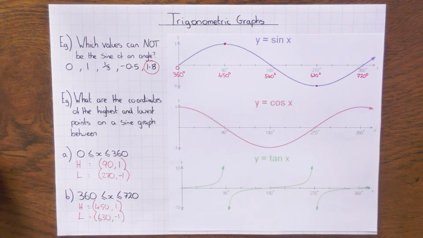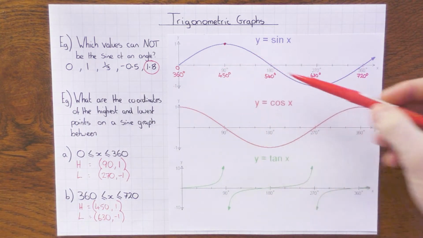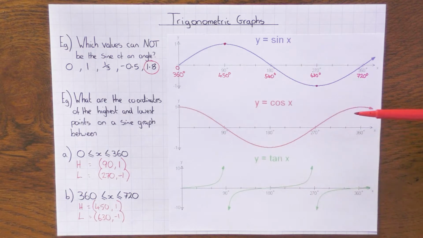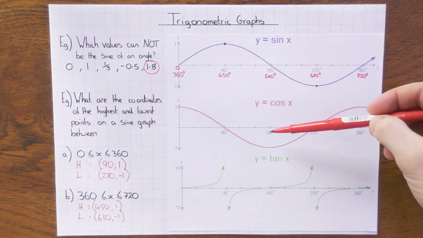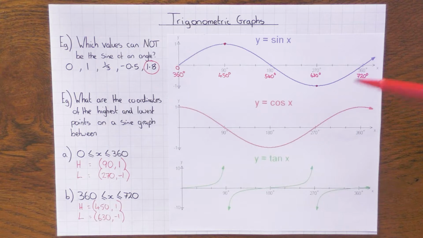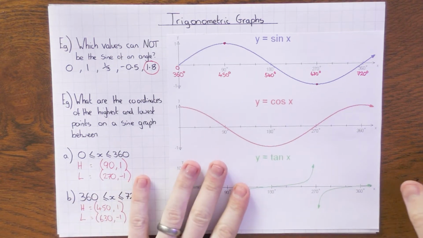Okay, so there's some of the common ones that you could have. Values that aren't relevant. And then the highest and lowest coordinates. Again, just doing what I did. Could I be asked for a cosine? The cos graph here. So again, the highest point would be 0 and 1. The lowest point would be 180 and -1. Okay, so let's have a look at some more questions.